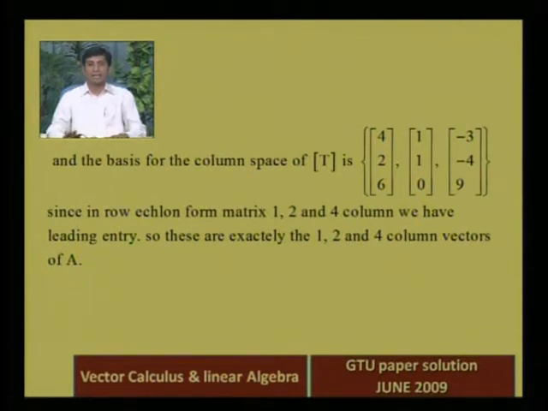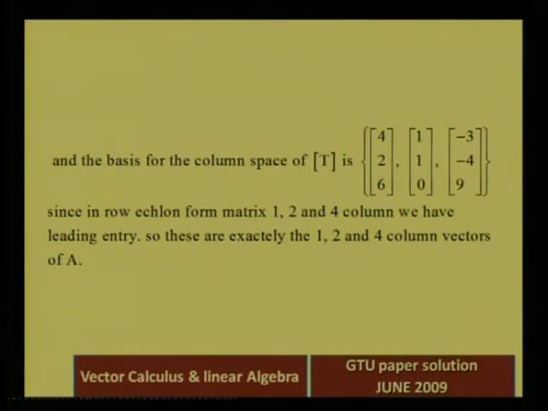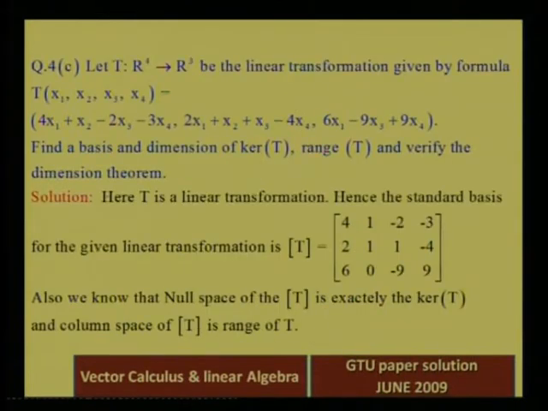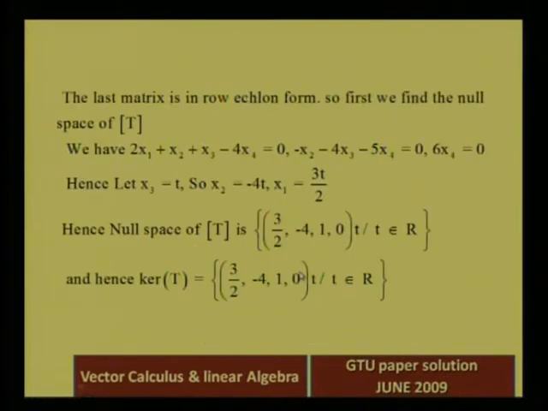Okay. Now we also want to verify the dimension theorem. Now what is the dimension theorem, or rank nullity theorem? Nullity plus rank is equal to the number of columns. Now what is the nullity? That is the dimension of the null space, that is 1, right? Clearly nullity is 1.